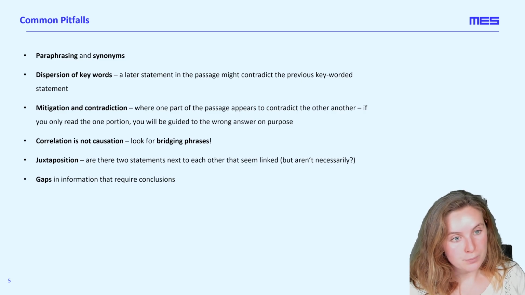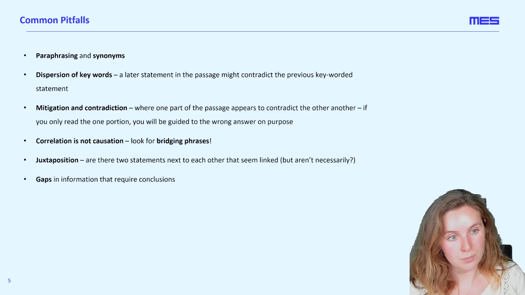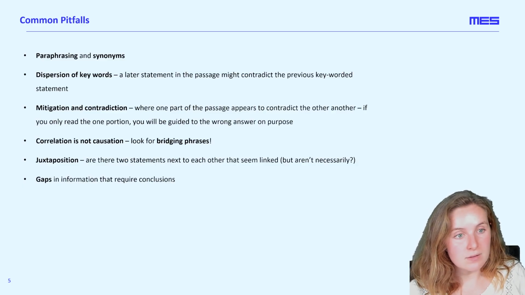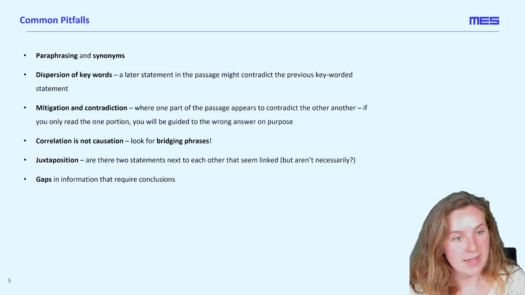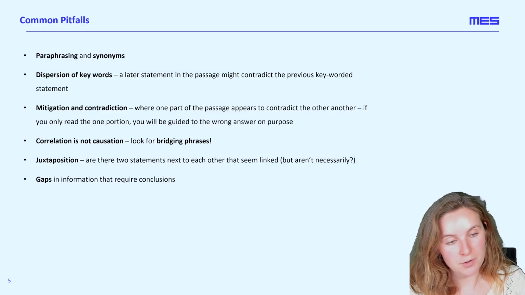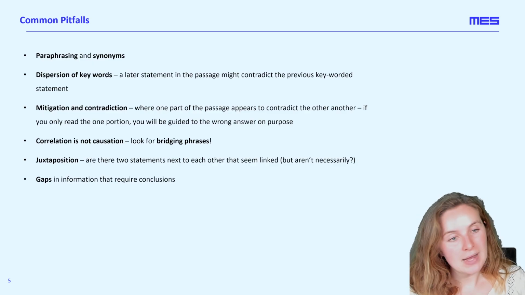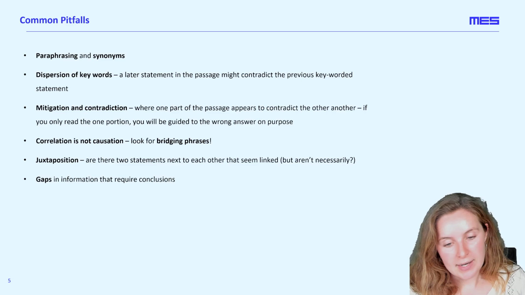You also need to look for bridging phrases between sentences so that you know for certain that those two ideas are related. Oftentimes they will put two sentences together and sort of lead you to thinking that they are cause and effect, but are not necessarily, unless they contain a bridging phrase like consequently, however, as a result, due to.